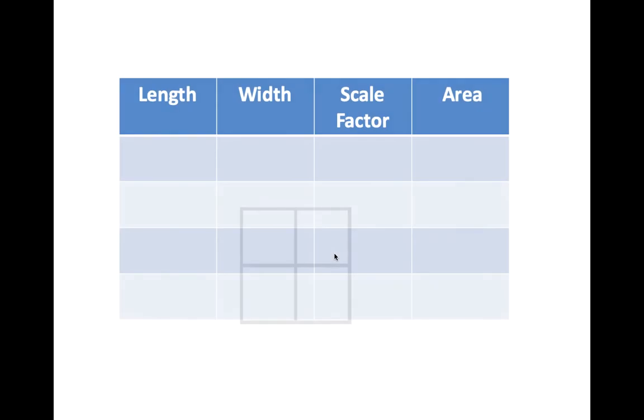So I'm going to fill in my table that I have with that. And so here you have the first one, the length of 1, the width of 1. The scale factor hasn't changed at all, so we could say it's a 1, and the area is 1. The next one was a length of 2, a width of 2, scale factor of 2, and an area of 4.